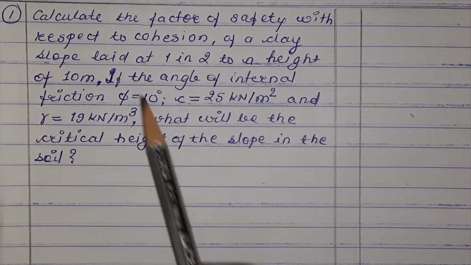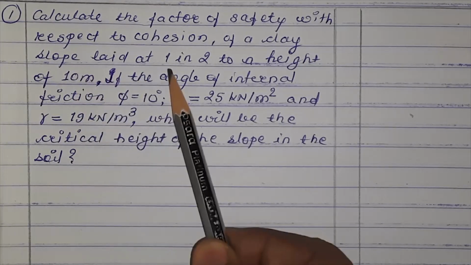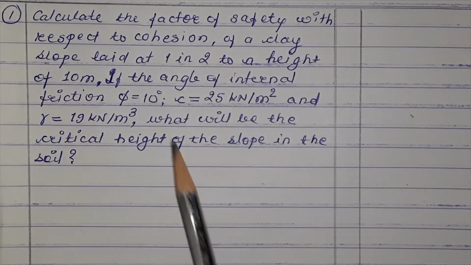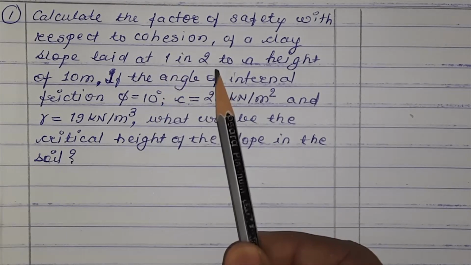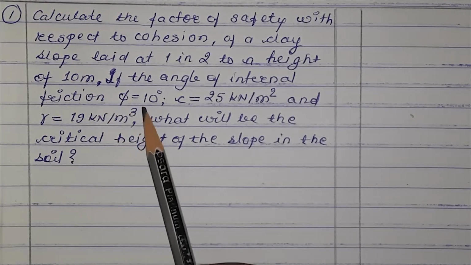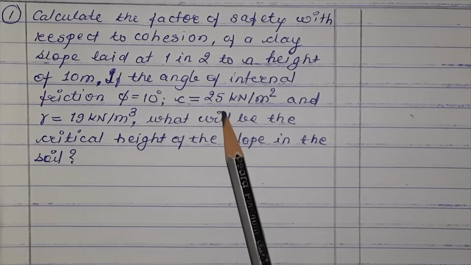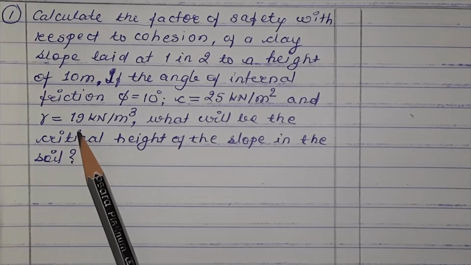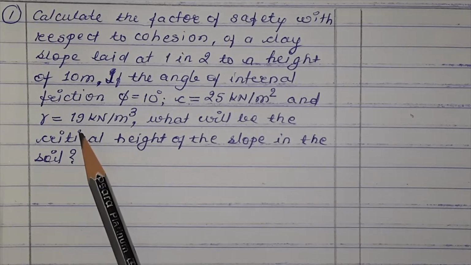So what data is given in this question? In this numerical, slope is given with 1 in 2 combination. That means 1 vertical to 2 horizontal. Height of the slope is 10 meter. Angle of internal friction 10 degrees. Cohesion 25 kilonewton per meter square. And unit weight of the soil is 19 kilonewton per meter cube.